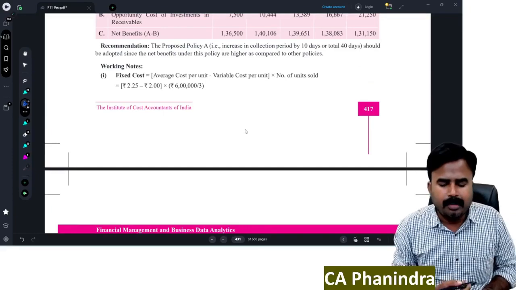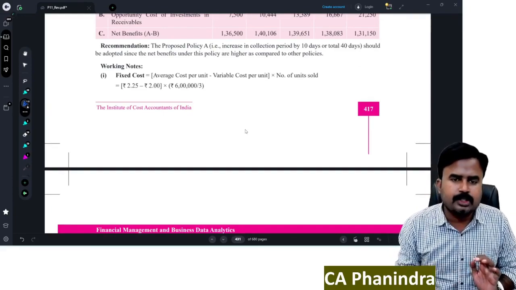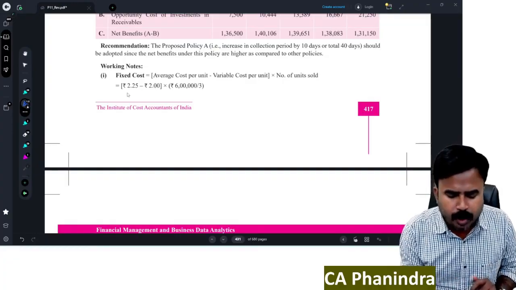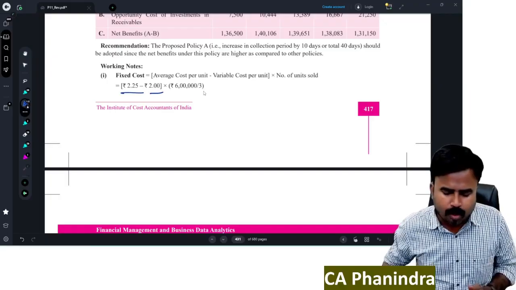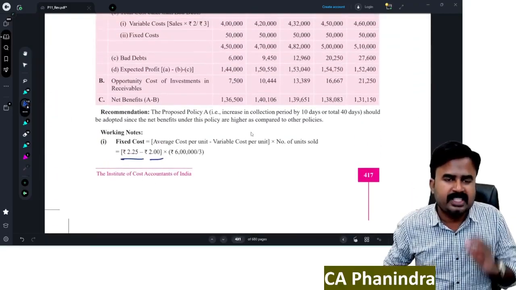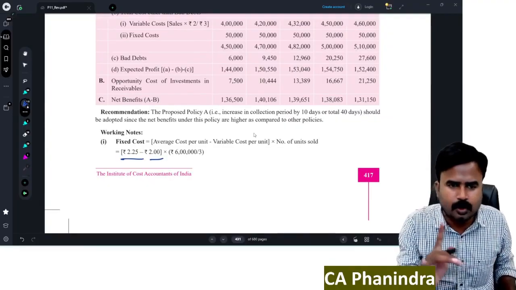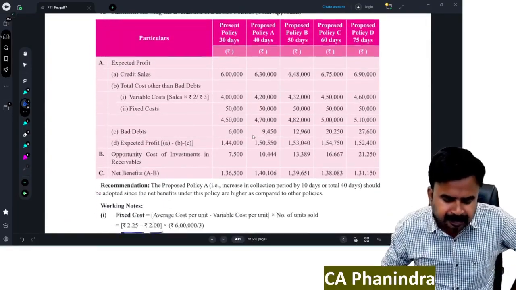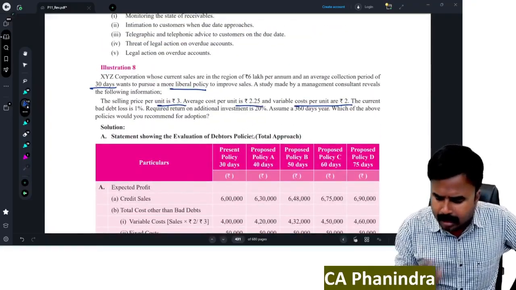You can calculate fixed cost very comfortably. Just now I told you the formula: average cost per unit minus variable cost per unit, into the number of units sold under the existing credit policy. So 2.25 minus 2 rupees is 0.25, into 6 lakhs by 3, 2 lakh units. I got a fixed cost of 50,000, which is constant for every policy, because even though the sales is increasing, it doesn't matter. Your fixed cost remains constant. Now, let me read the question.